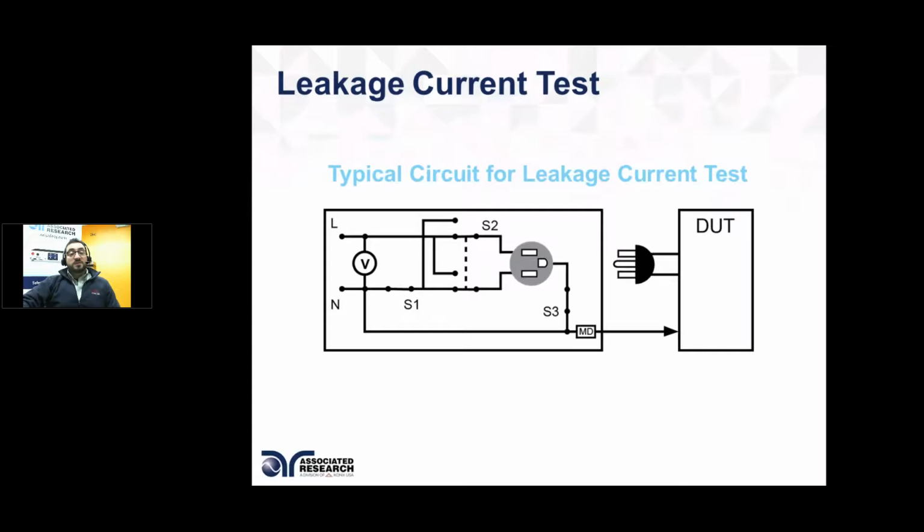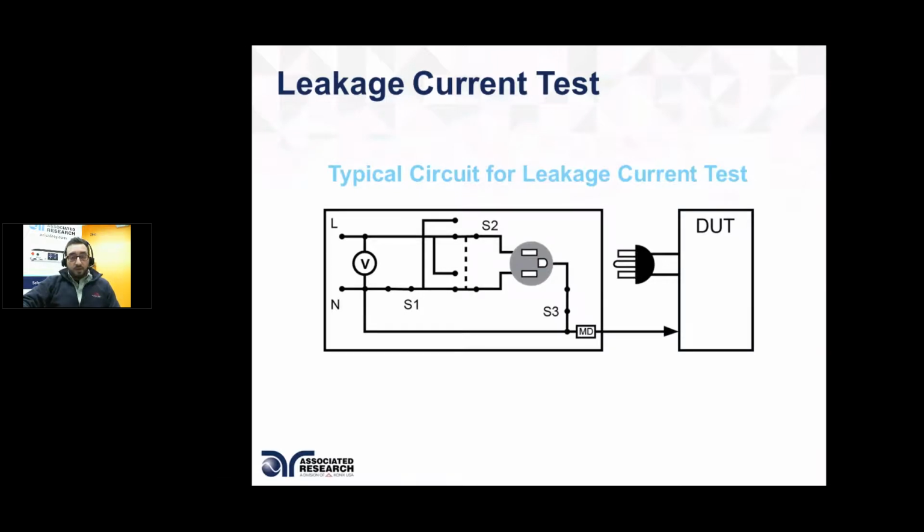Now here's a typical circuit for leakage current test. What we're showing here, on the left side, is the leakage current test instrument or analyzer. On the right side is the device under test. The device line cord plugs into the leakage current test instrument, and the device is powered up using the mains voltage. It could either be a built-in AC source in the leakage current tester or an external source. That really depends on your setup and your device under test.